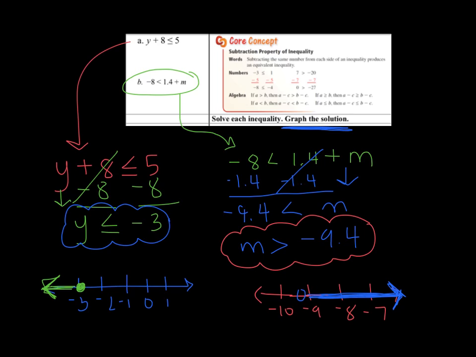Then to graph that, since it is just greater than, we have an open circle on negative 9.4, which is a little less than halfway between negative 9 and negative 10. And then my arrow is pointing to the right because that is where the numbers that are greater than negative 9.4 would be on the number line.